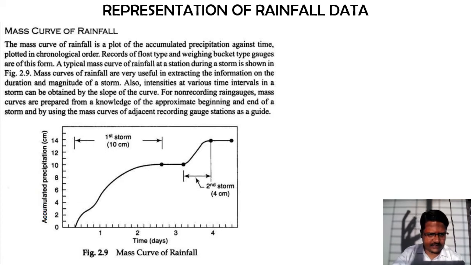I'll try to explain with respect to the existing figure first. Now you can check out, the x-axis is for 4 days or 5 days. Imagine here we have the 5th day also. On the y-axis I have the accumulated rainfall in centimeters. From day 0 till this point, let us assume half a day, there was no rainfall, so the curve has not started with anything.